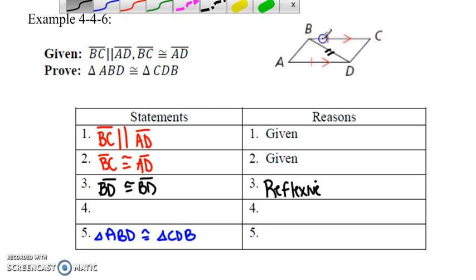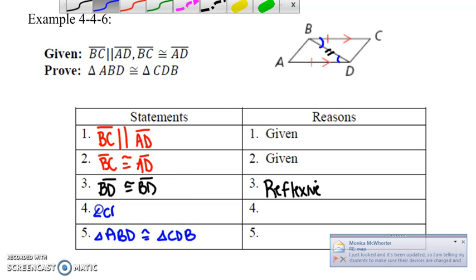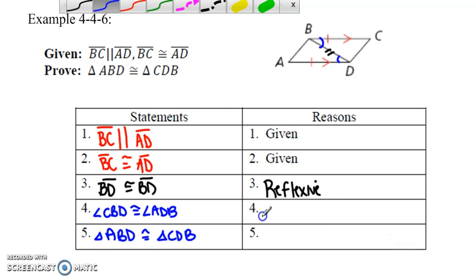Then let's think about, what about parallel lines cut by a transversal? We can mark the alternate interior angles because we have parallel lines. We can have angles CBD and ADB by alternate interior angles theorem. So now it looks like we have a side, we have an angle, and we have a side. So side, angle, side to prove those triangles are congruent.